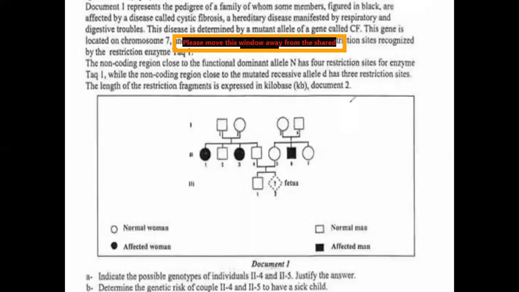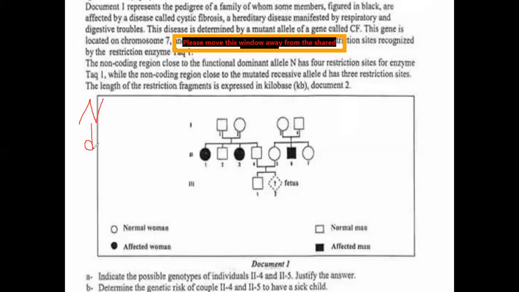First of all, you have to know that the white circle is for a normal woman, and the white box for a normal man. Affected woman and affected man are in black. These indicate the possible genotypes of the individuals 2-4 and 2-5. Justify your answer. First of all, we said that the normal has the allele N, and the affected or the disease has the allele d small.